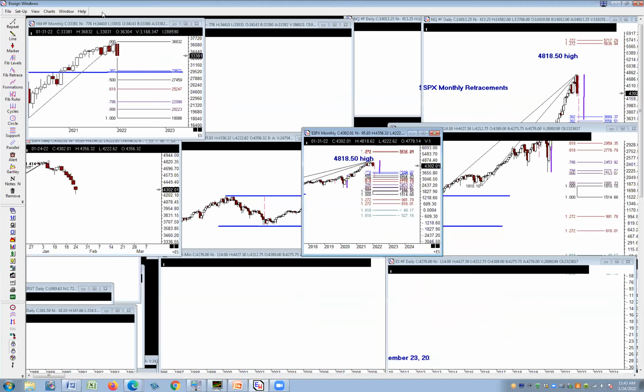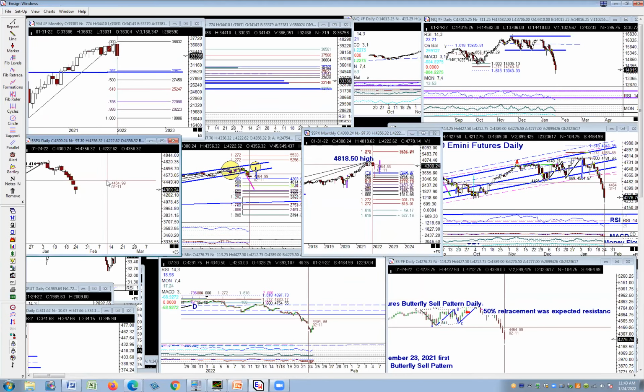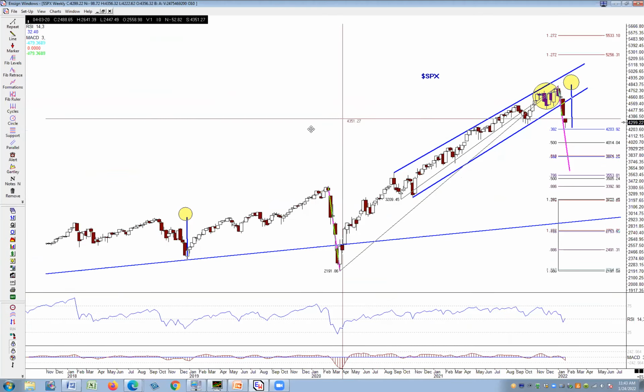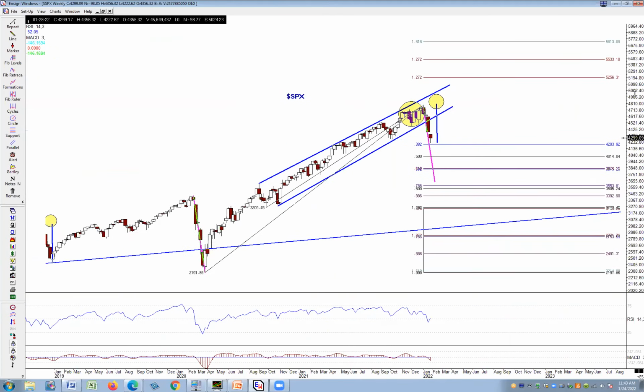Nope, not that one. Hang on just a sec. I'm sure there's a weekly in here somewhere. Here it is. Oh, and that's why I had the yellow circle, so I could remember.